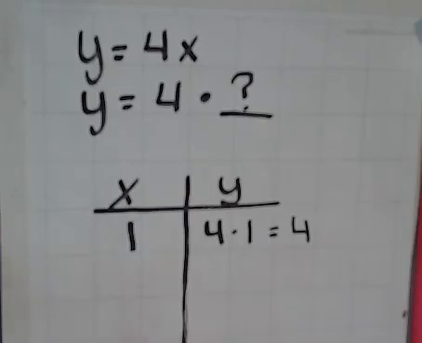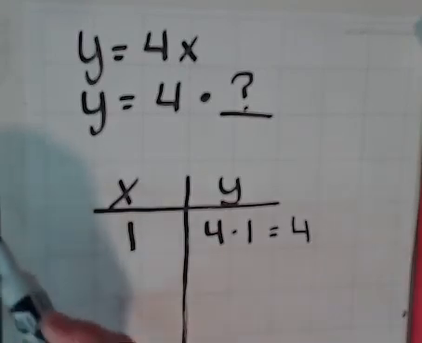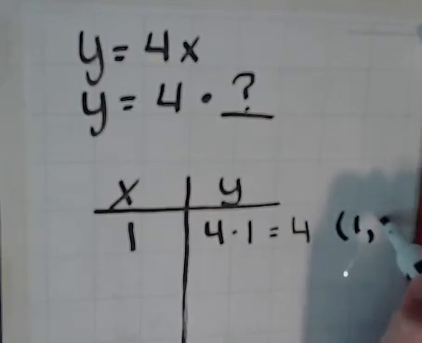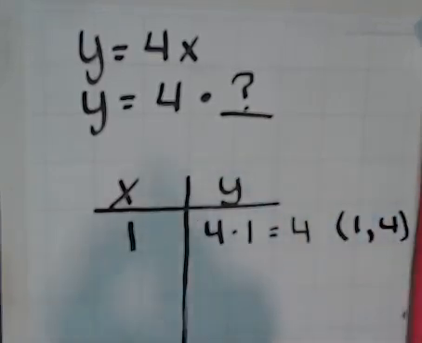Now I can do this with any number that I want to figure out how to plot this line. So if I take the x value and make an ordered pair out of this, my x is 1 and my y is 4. So now I have a point that I can plot on a coordinate plane.